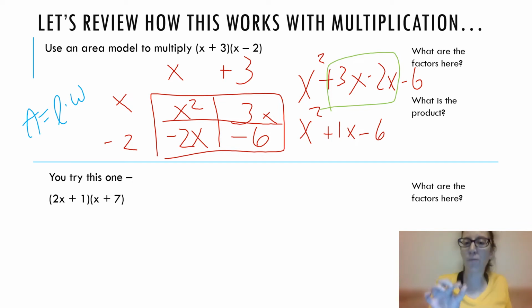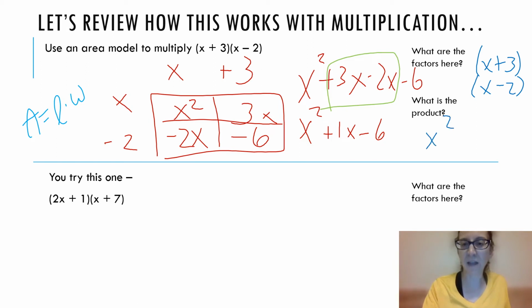Now, over here on the right, I have what are the factors here and what is the product, because we want to bring it back to factors, product, length and width, area, and so forth. So in this example, the factors are the x plus 3 and the x minus 2. Often you'll see them in parentheses, and that just groups them together. And what is the product? It is x squared plus 1x minus 6. And you don't have to put the 1 there.